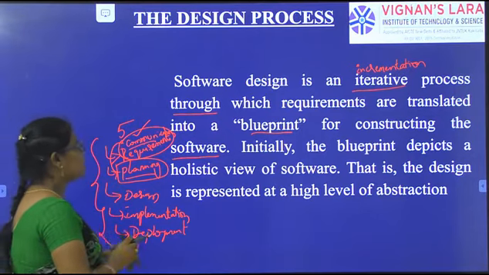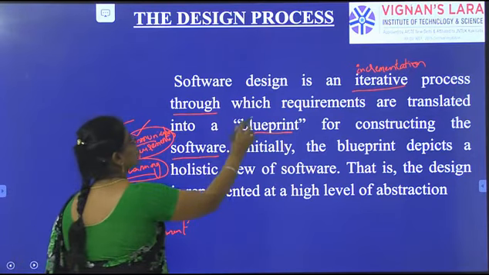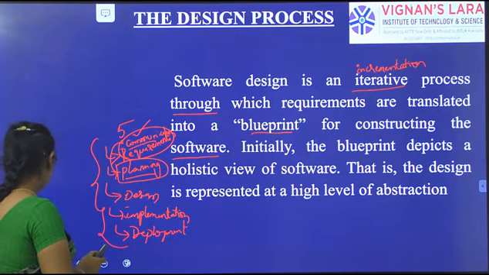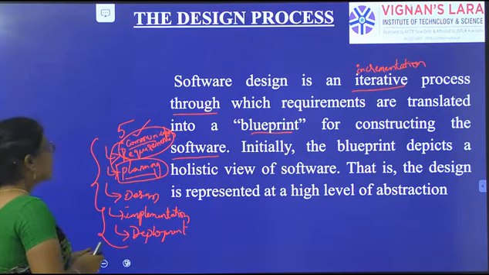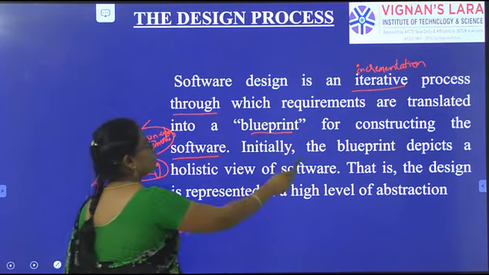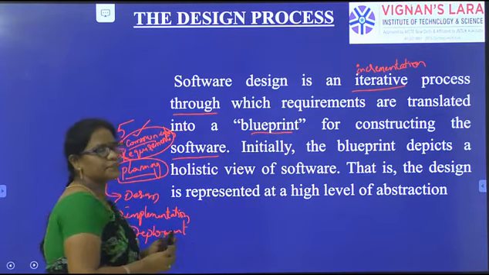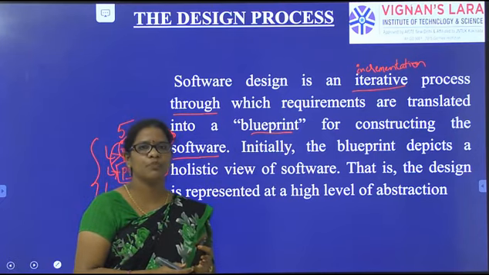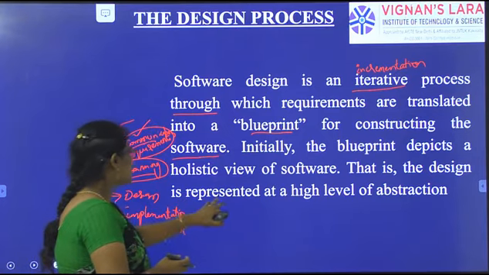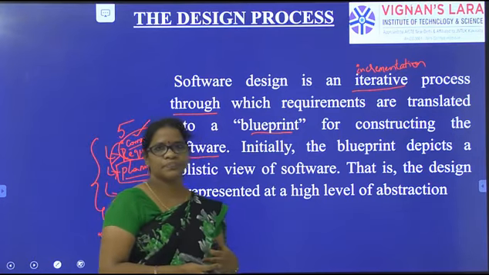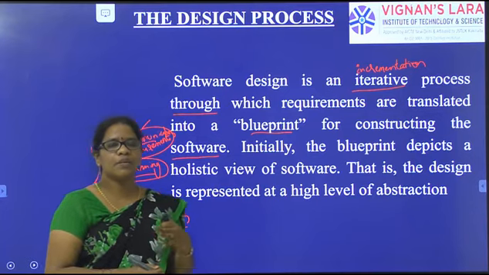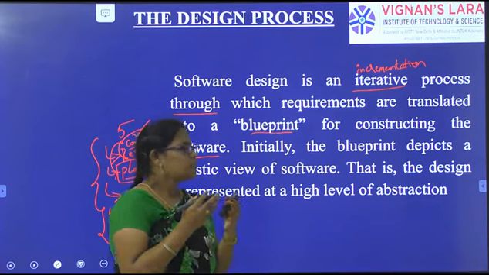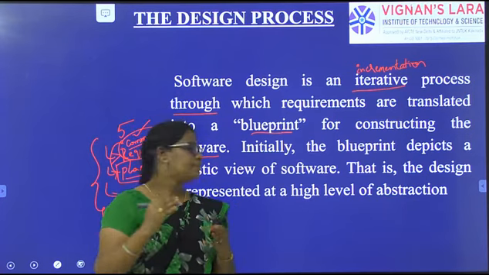That's why software design is an iterative process through which requirements are translated into a blueprint for constructing the software. Initially the blueprint depicts the holistic view of the software. So what is a blueprint? It is nothing but the architecture. Whatever architecture we are saying, that is a blueprint. So the design is represented at a high level of abstraction.